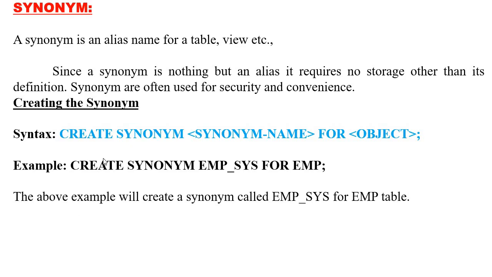The syntax is create synonym synonym_name for object_name. For example, create synonym EMP_sys for EMP. The above example will create a synonym called EMP_sys for employee.